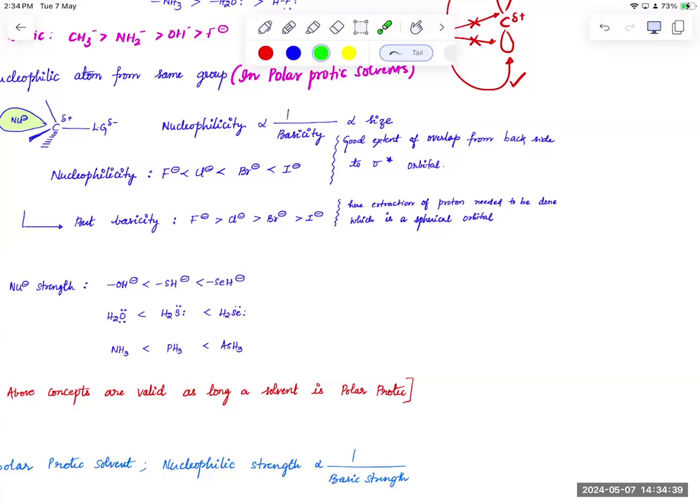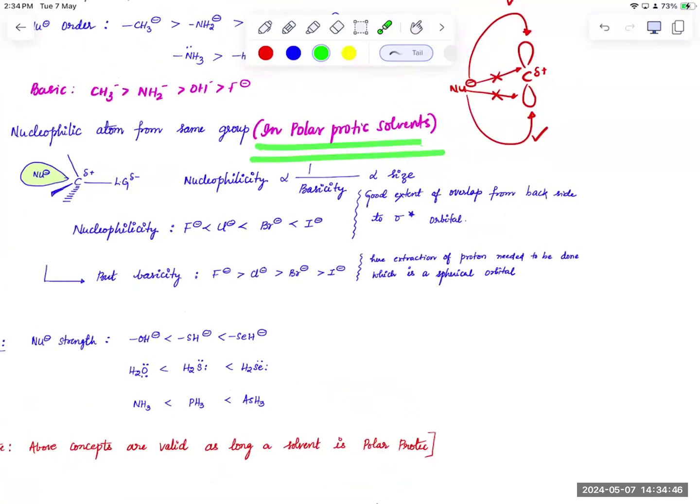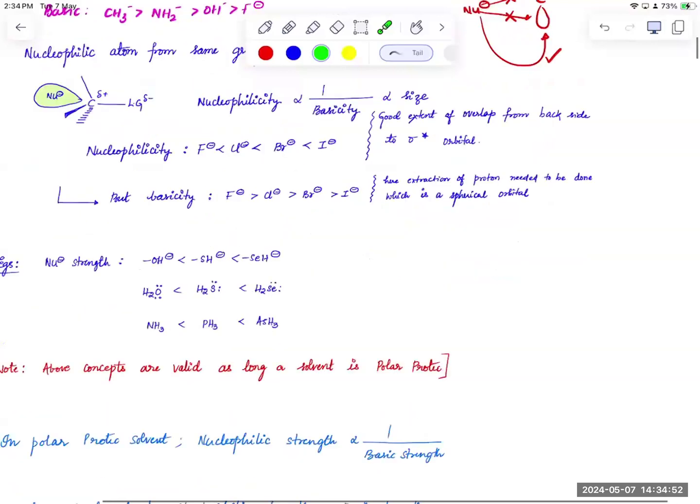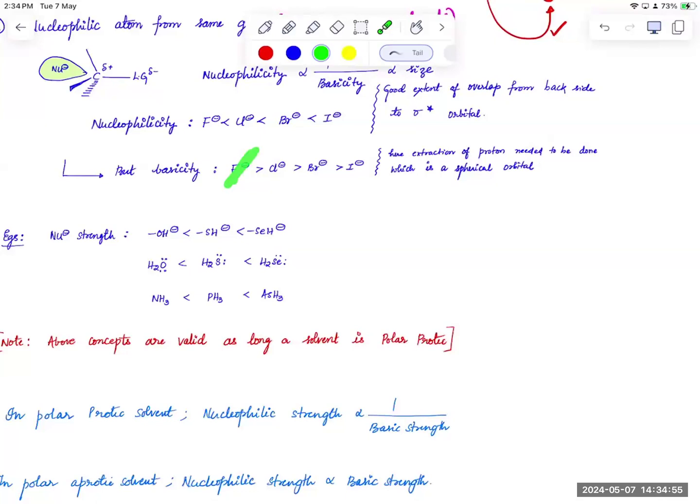So I minus will move more freely, which means it has a better nucleophilic nature. That is what you will notice in polar protic solvent. In polar protic solvent, I minus is a better nucleophile and F minus is a weak nucleophile. While when it comes to base, F minus is a stronger base and I minus is a weaker base.